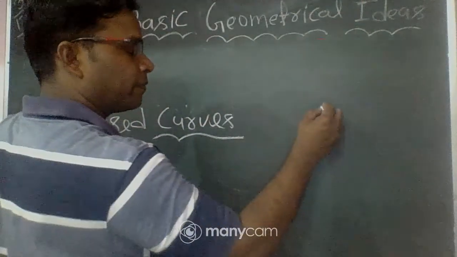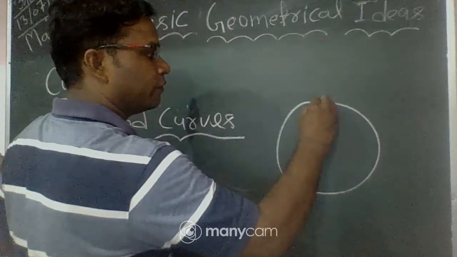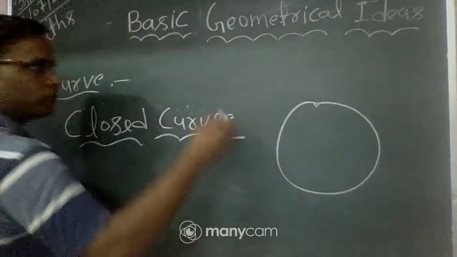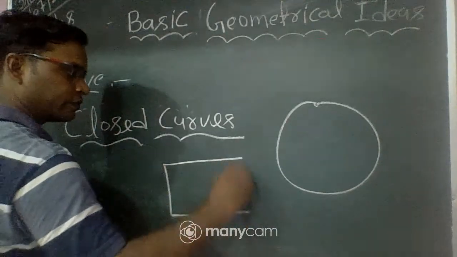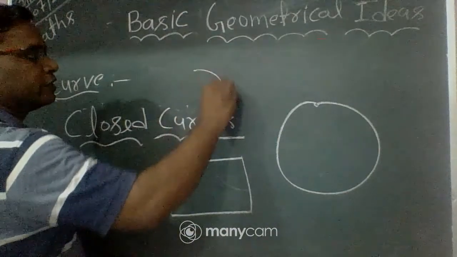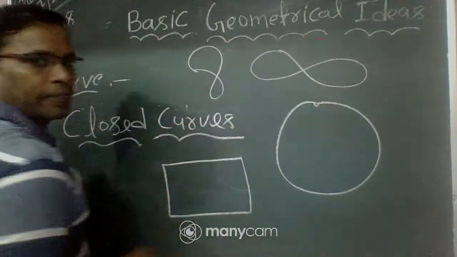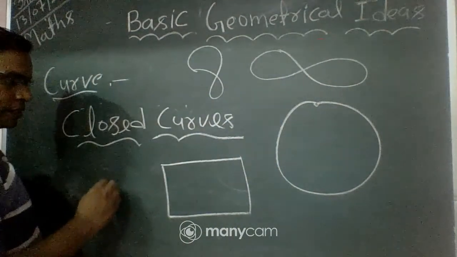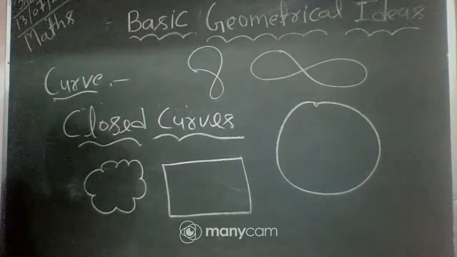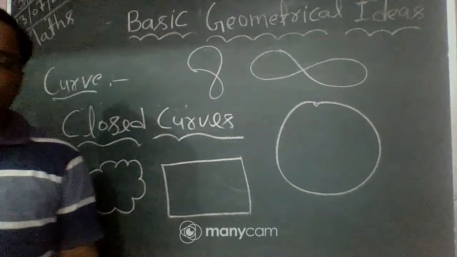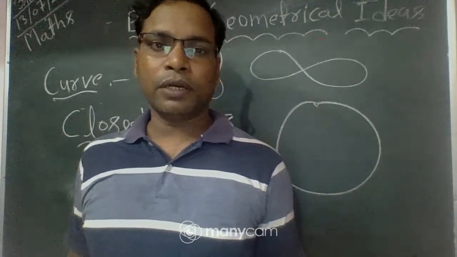You can see here one example of a closed curve. We start here and we end here. Okay, closed curve. This is a closed curve. Okay, this is also a closed curve. This is an example of a closed curve. Okay, students, I hope all of you understood what an open curve is and what a closed curve is. Now we are going to discuss what a simple open curve and a simple closed curve are.